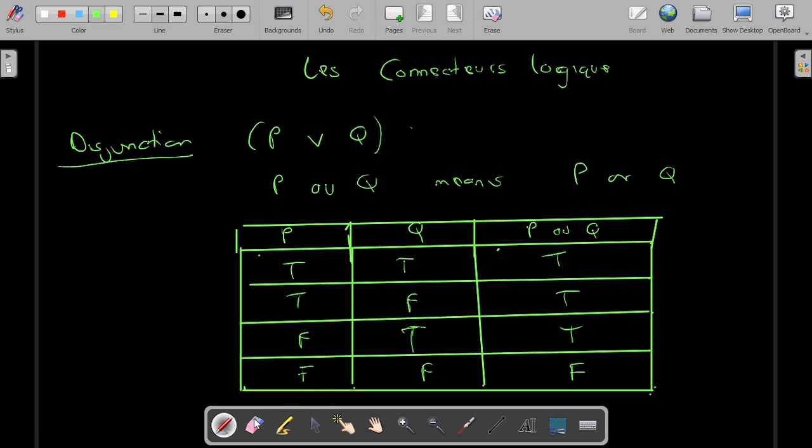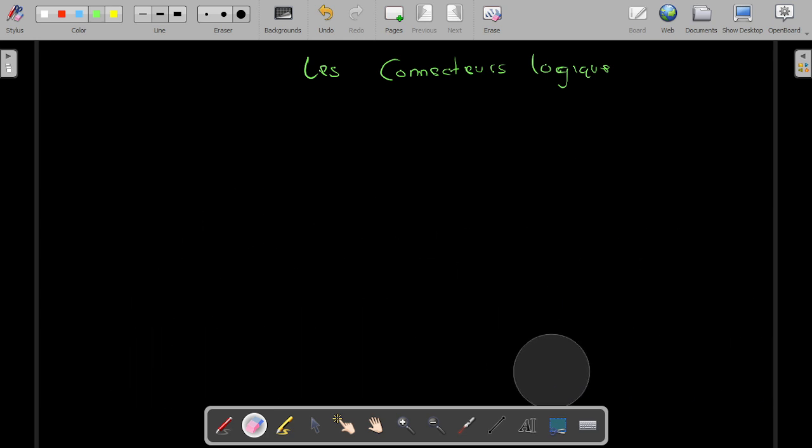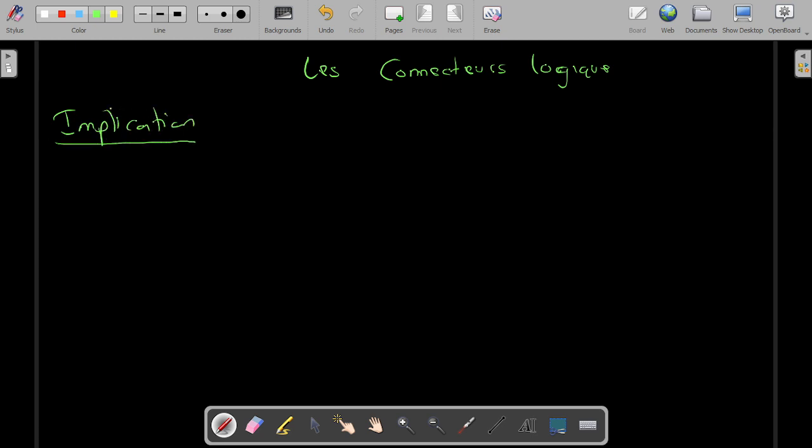All right. We now move to the third one, that is known as implication. So let me just get rid of this part. We now go to implication, otherwise denoted by P, and then we have this arrow, and then Q.